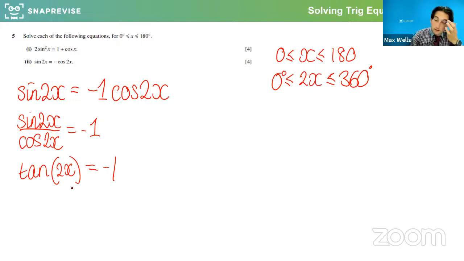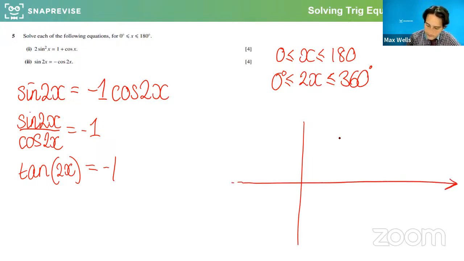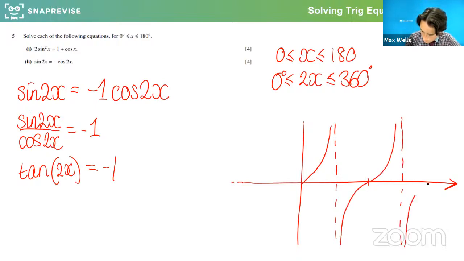So what we can do is find the principal value, and then what we can do is halve those values. First of all, we're going to look from 0 up to 360. So tan, where is it minus 1? Here and here. The principal value, if you do it on your calculator, what are we going to get? Oh, actually it gives us this one, doesn't it?